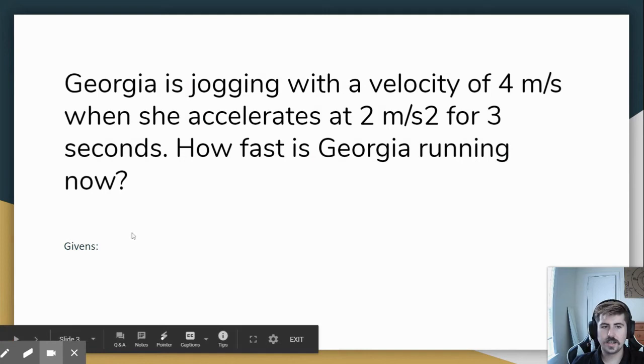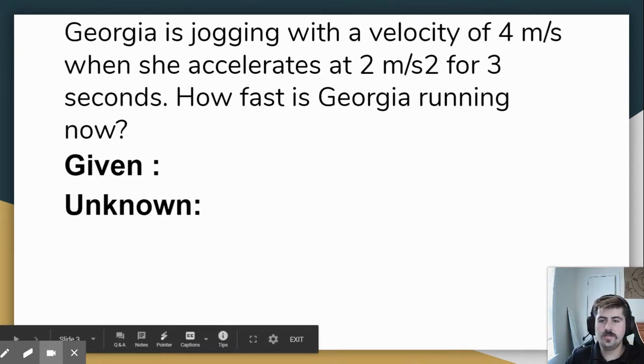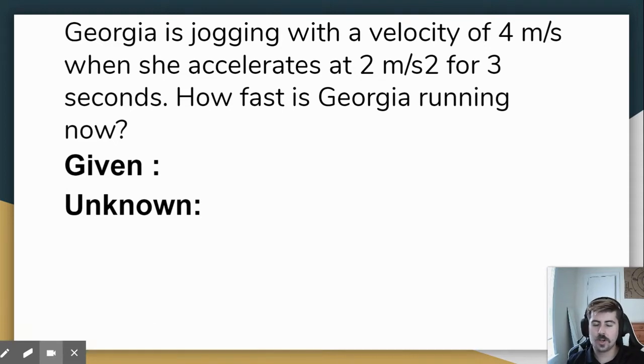So let's get started on a problem. Alright guys, so we need to figure out what the givens and the unknown are in this problem. First thing we need to do is look at the units. We just looked at units a second ago. Units are going to be the single most important thing that's going to tell you what you're looking for. So in this first one, we've got Georgia is jogging with a velocity of 4 meters per second when she accelerates at 2 meters per second squared for 3 seconds.